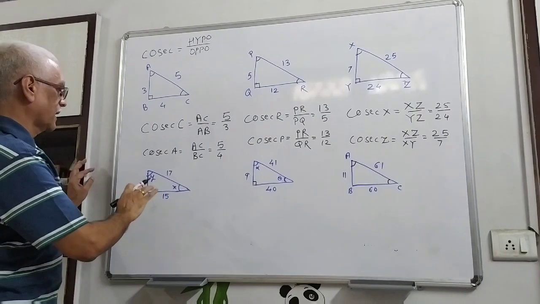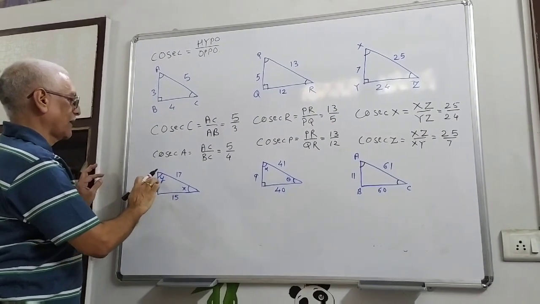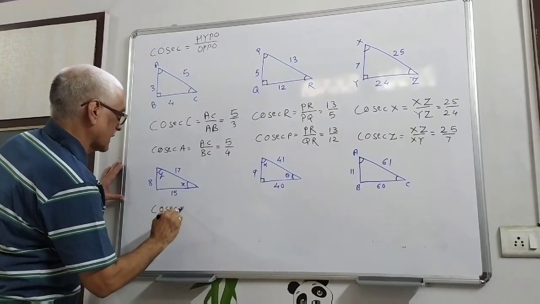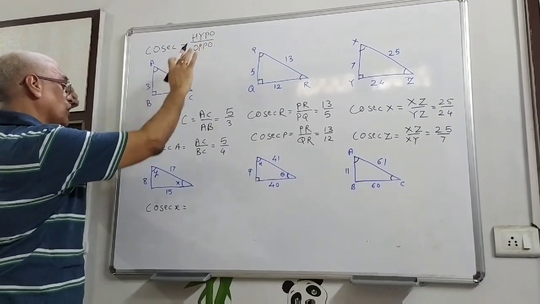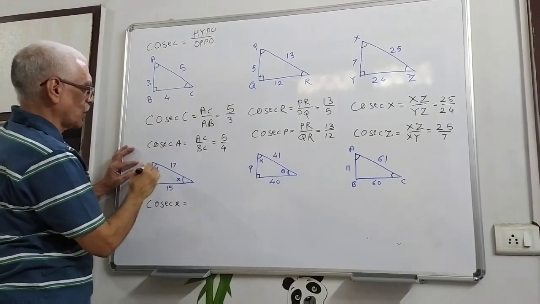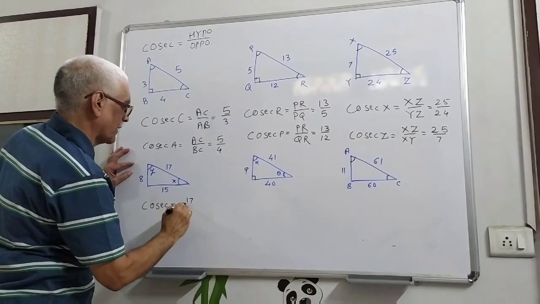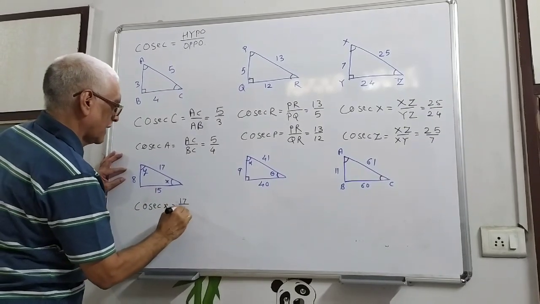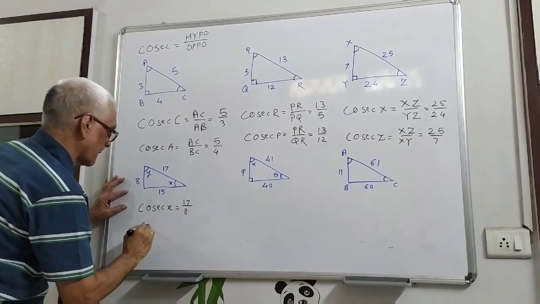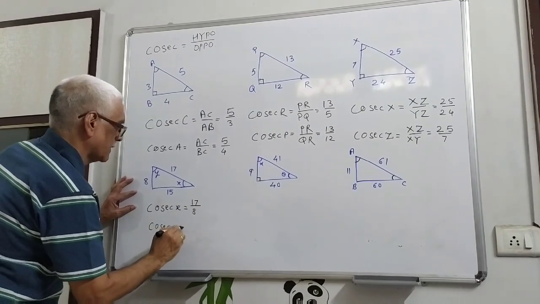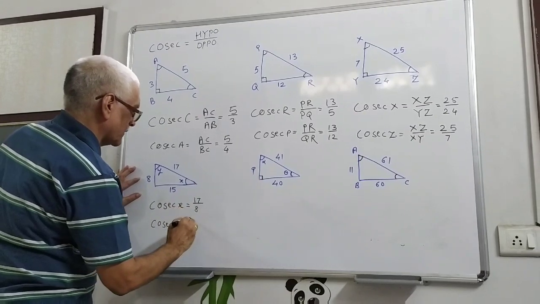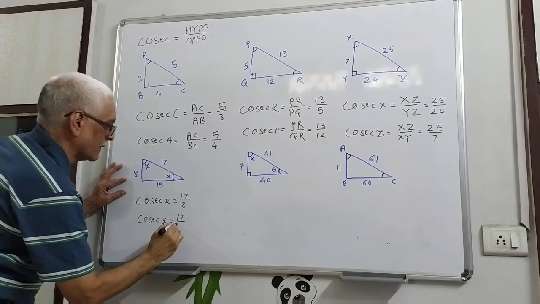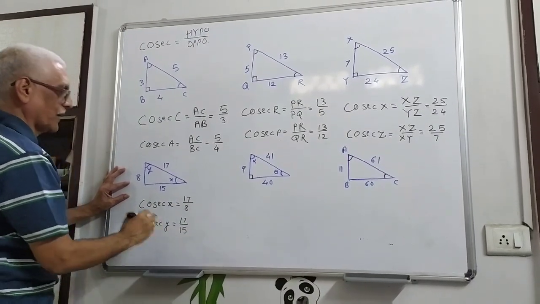Now in this triangle, we are given the measures of the angles X and Y. And we can say that cosec X is equal to, now cosec means hypotenuse upon opposite side. In this triangle, the length of the hypotenuse is 17 upon the opposite side. Opposite to X is this side, that is 8. And if we want cosec of Y, then hypotenuse, again 17, upon opposite side. Opposite to Y is 15. 17 upon 15 is the value of cosec Y.